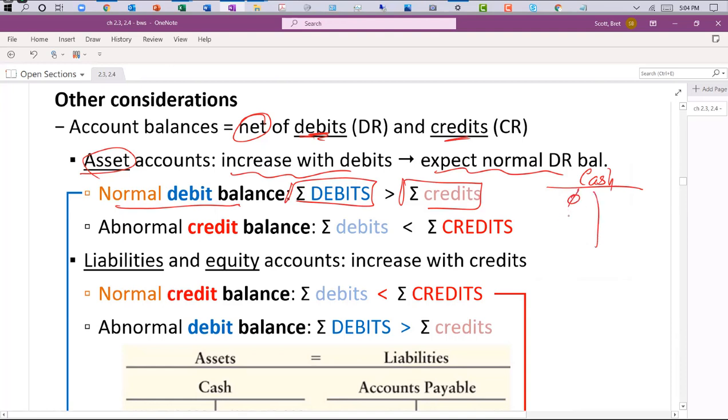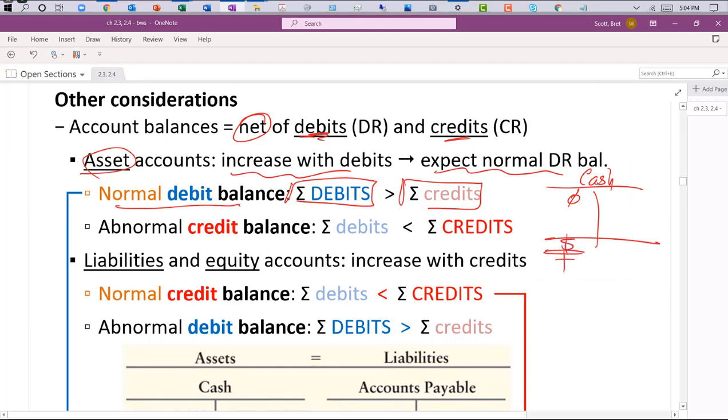We collected $1,000 in cash. We paid out $800 in cash. The net of these two is a net debit balance. Why? Because the left side has more debits than the right side. We follow that rule whenever we go through and post our journal entries to the ledger. Cash being an asset, normally we see that the side of the T account that increases, that's the side where we expect to see some kind of balance.